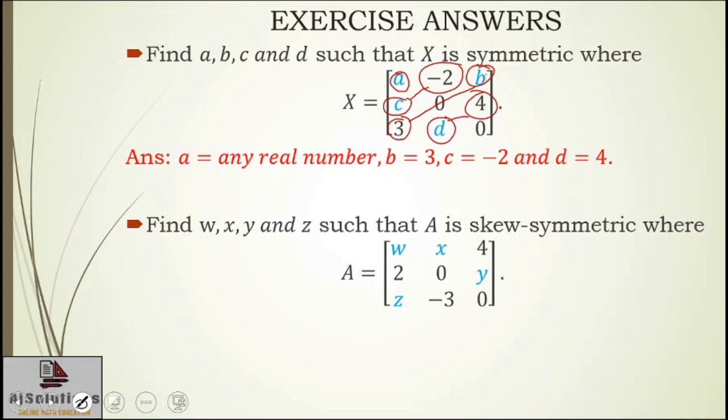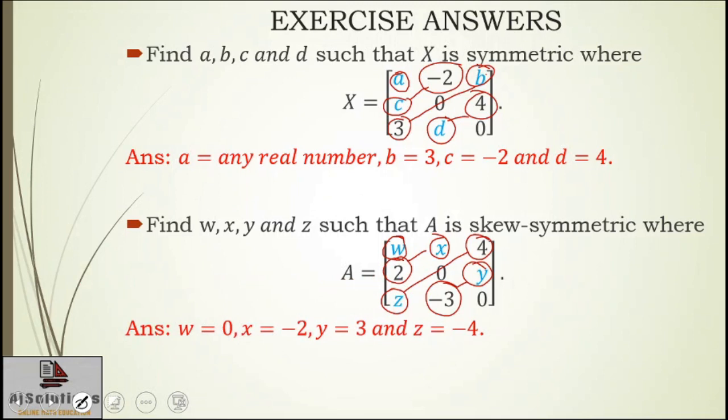Okay, so if you see, this W is on the diagonal of a skew symmetric matrix, so W will equal 0. This X is cross diagonal element of this 2, so X will equal -2. This Z is cross diagonal element of this 4, so Z will equal -4. This Y is cross diagonal element of this -3, so Y will equal minus of -3, that is 3. So here is the answer. W equals 0, X equals -2, Y equals 3 and Z equals -4. Let's go to the next.